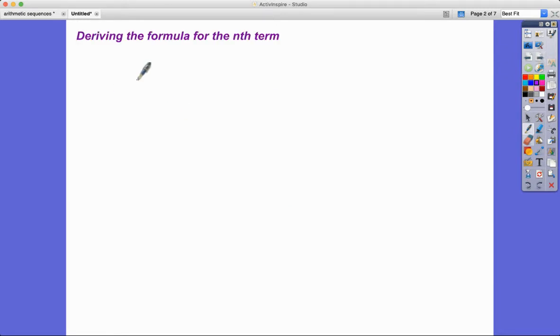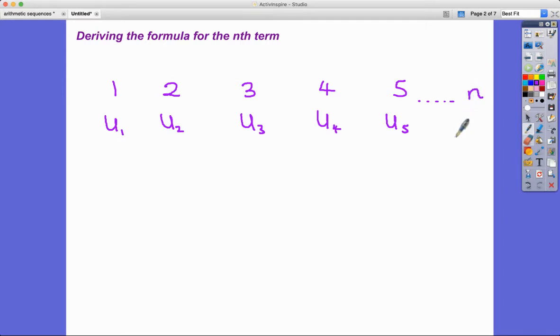Now, deriving the formula for the nth term. I'm just going to show you where the formula for the nth term comes from. So we could have 1, 2, 3, 4, 5 terms, let's say. Now, in IB, we have to get used to the notation that's actually used for each term. So the first term is U1, the second term U2, the third term U3, the fourth term U4, and you've guessed it, the fifth term U5. We can go up to however many terms there are. Let's call that n. So the last term will be Un.